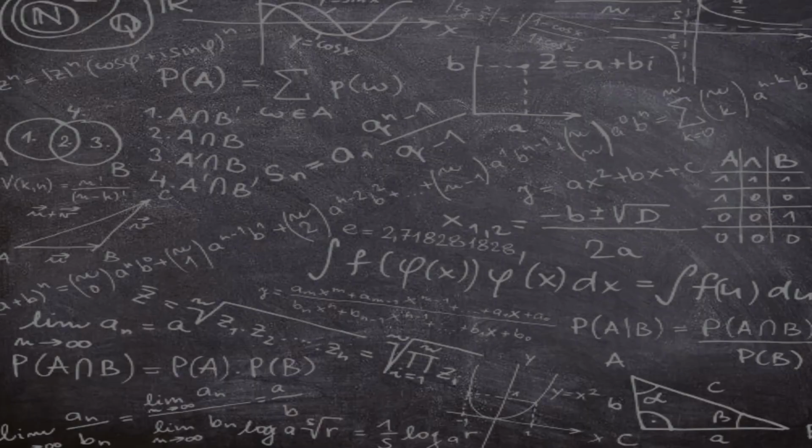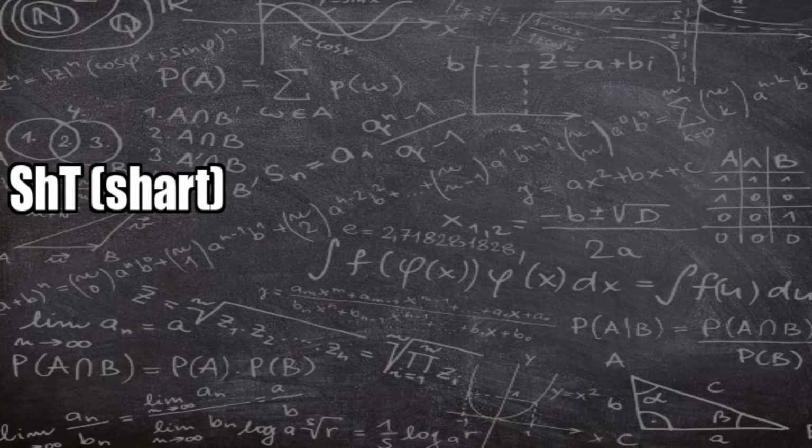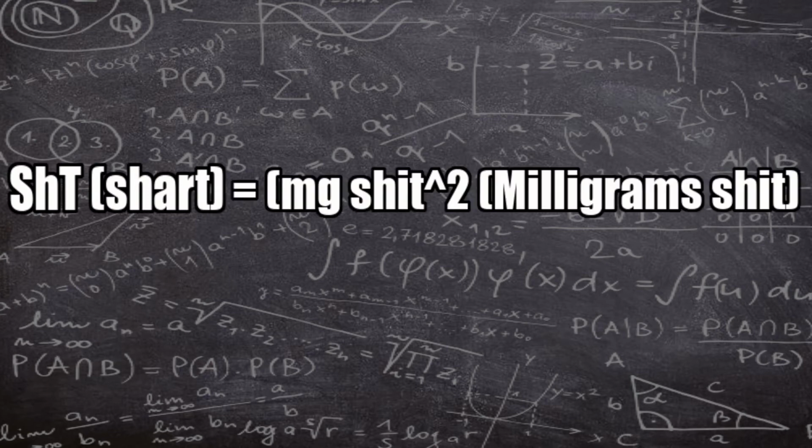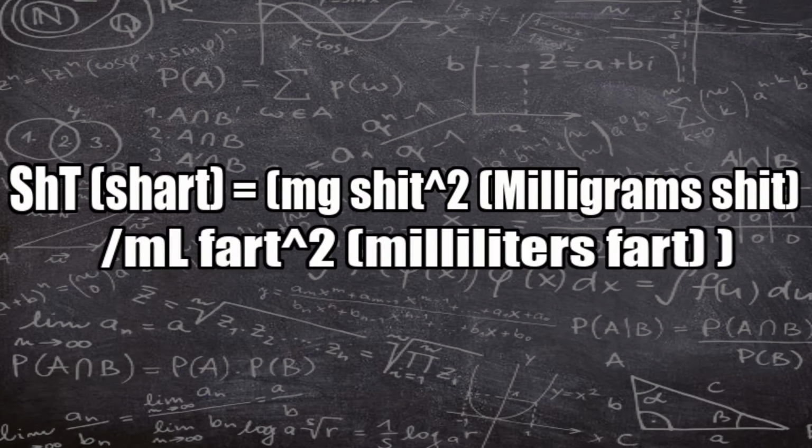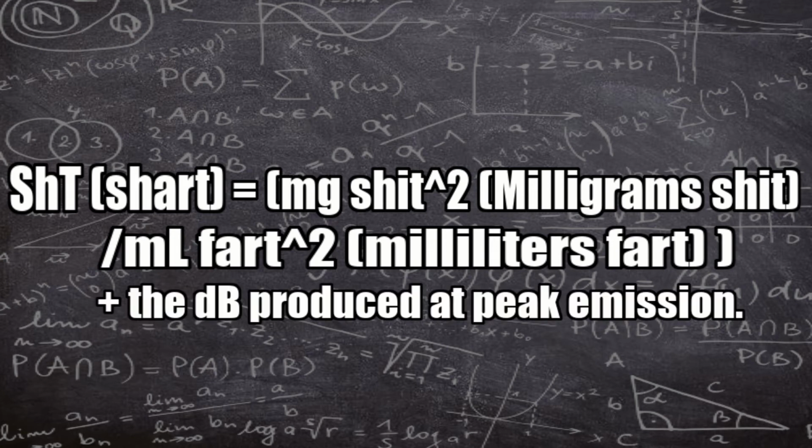The Shart Equation is SHT shart equals milligrams shit squared divided by milliliters fart squared plus the decibels produced at peak emission. I would dare say this is the most accurate calculation of a shart that we have currently within the scientific community. Still, I would love to hear your hypotheses and research, and I thank you for your time.